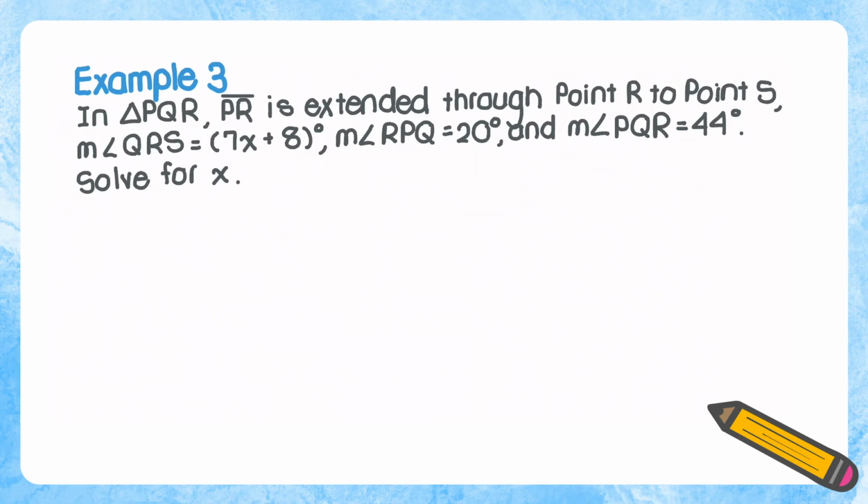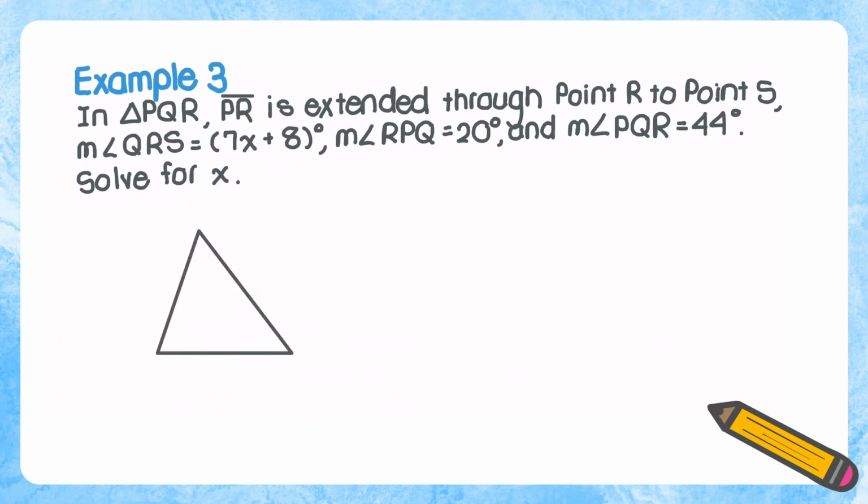So the example tells us, in triangle PQR, side PR is extended through point R to point S. And also, the measure of angle QRS equals 7x plus 8 degrees, and the measure of angle RPQ equals 20 degrees, and the measure of angle PQR equals 44 degrees. And we are going to solve for x. So our first step here is to draw out what is described in the problem.